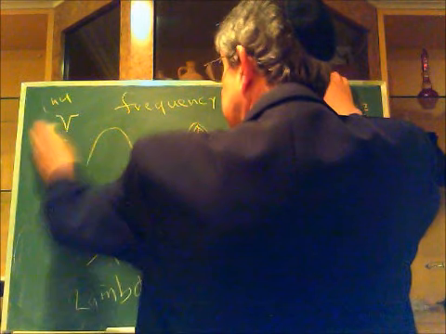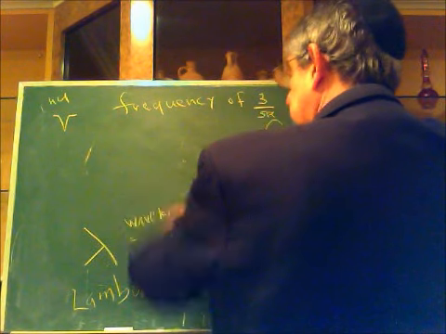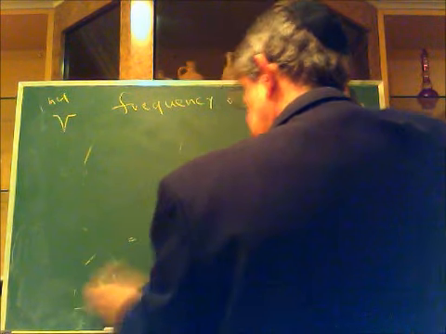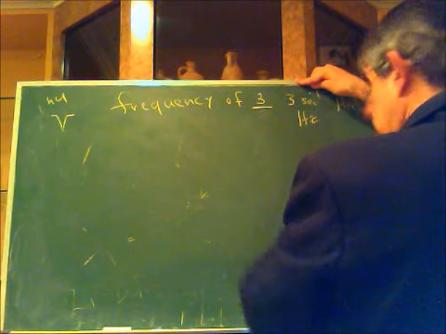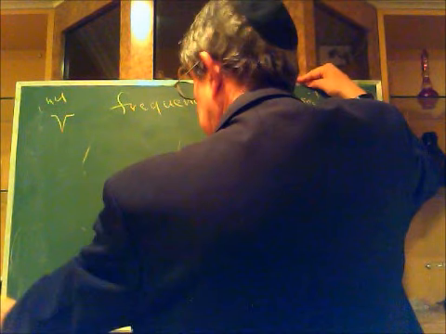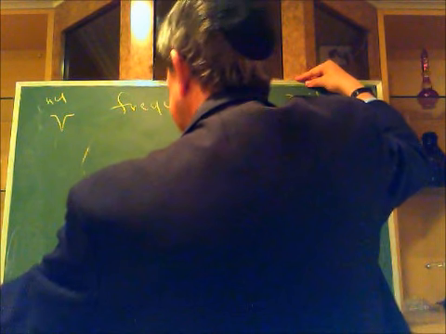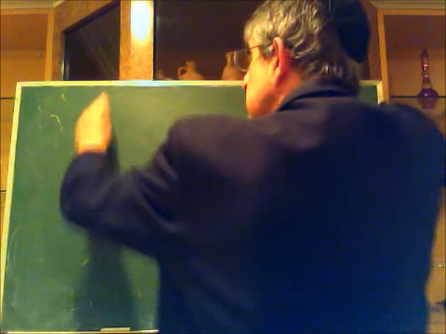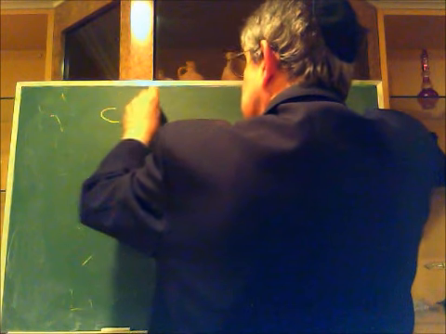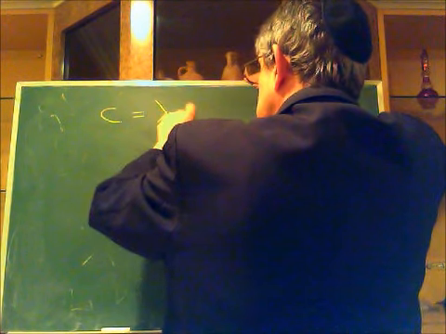I'm going to erase my wave so I can put these equations on the board. Apologize for the small board. I'm actually doing this in my home office, so this is the only blackboard or green board that I have available. c equals lambda times nu.